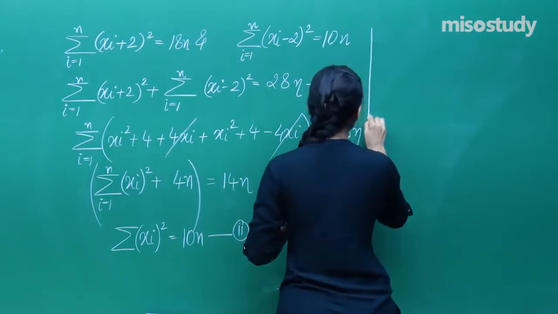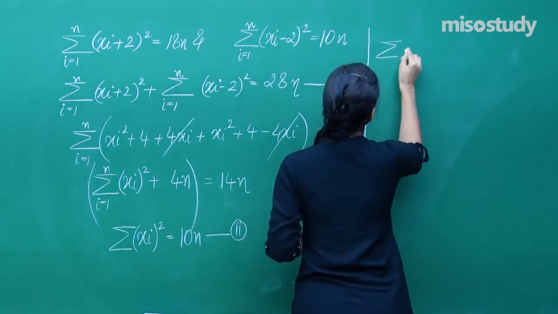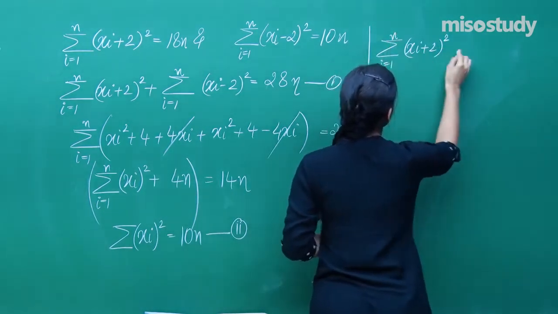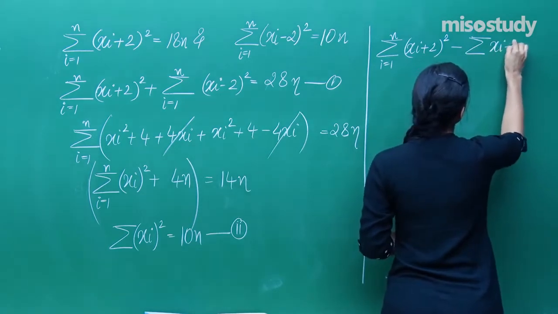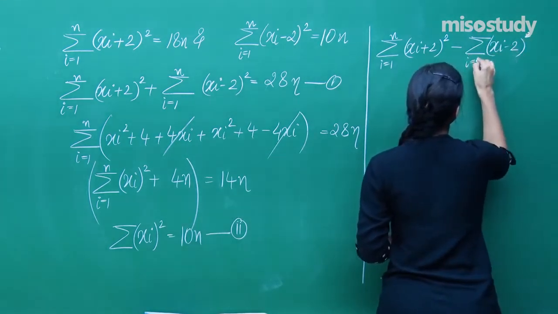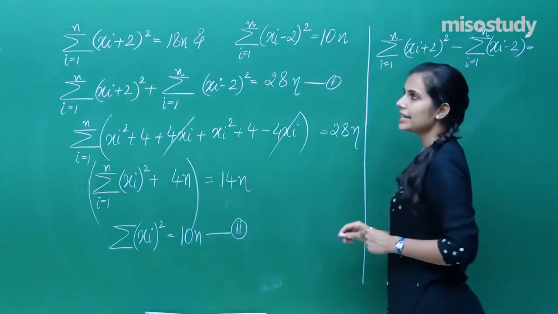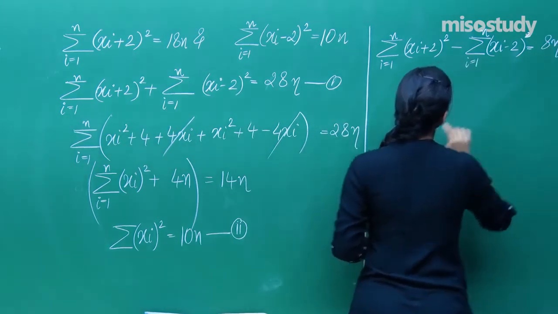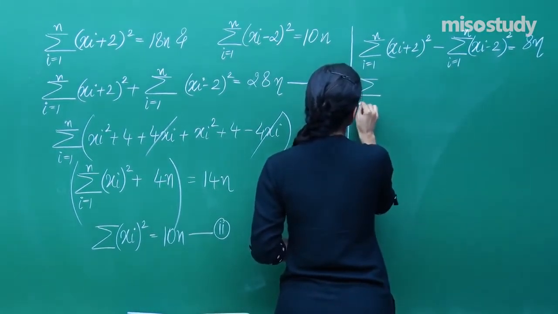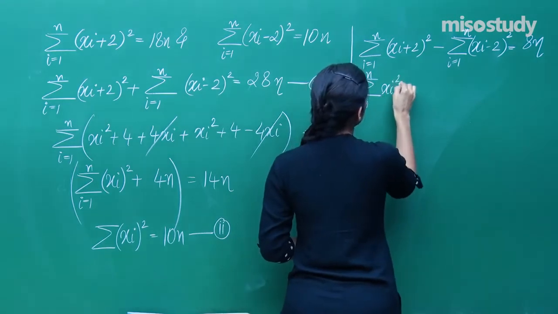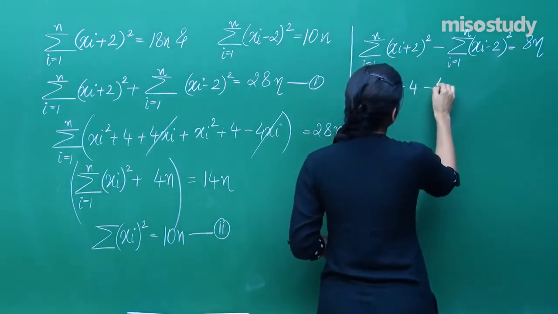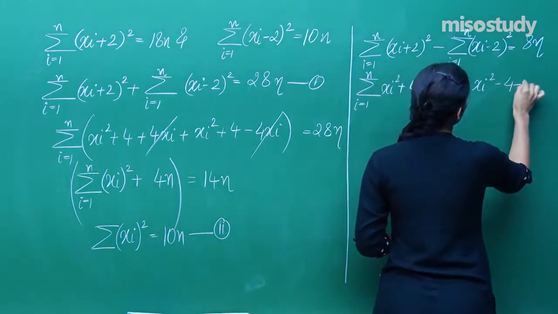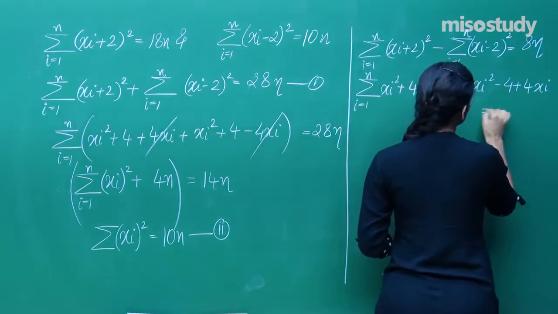Now let's talk about subtracting these two. When you subtract these two, what you get? Summation (xi plus 2) whole square minus summation (xi minus 2) whole square is equal to 18n minus 10n, which is 8n. This is going to give you, when you open the summation up, xi square plus 4 plus 4xi minus xi square minus 4 plus 4xi is equal to 8n.